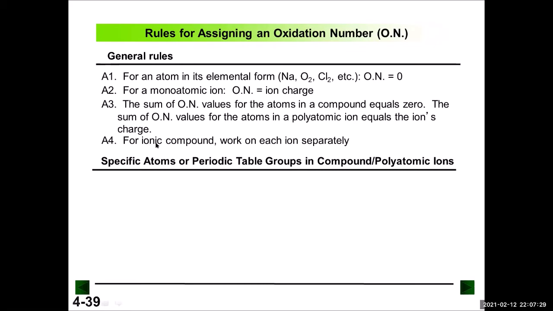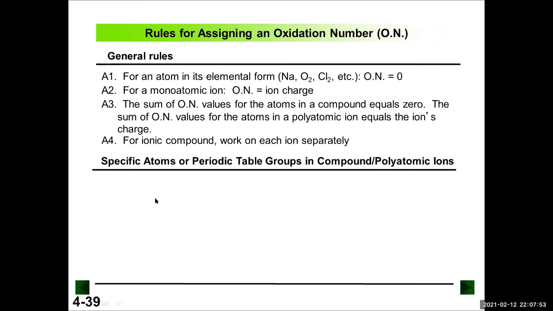And for an ionic compound, we should work on each ion, especially a polyatomic ion, separately. Then, getting to the specific rules, there are sets of rules. When we apply those rules, we should keep in mind, when we look at the formula, which element should decide the oxidation number first.